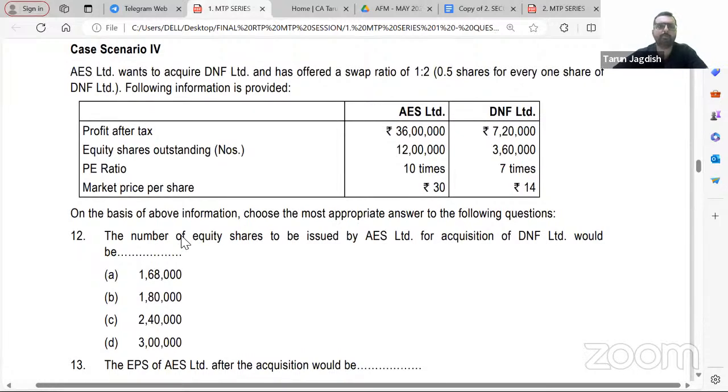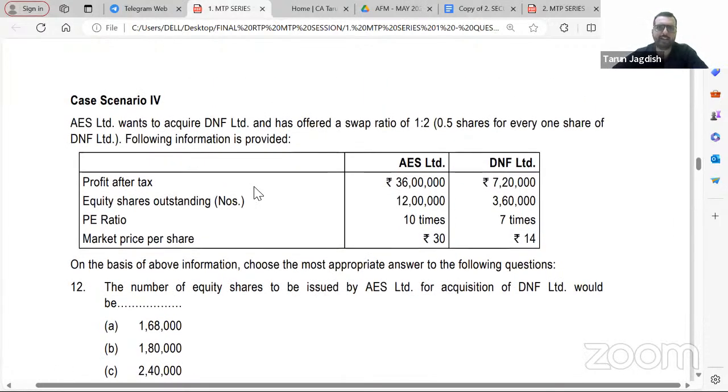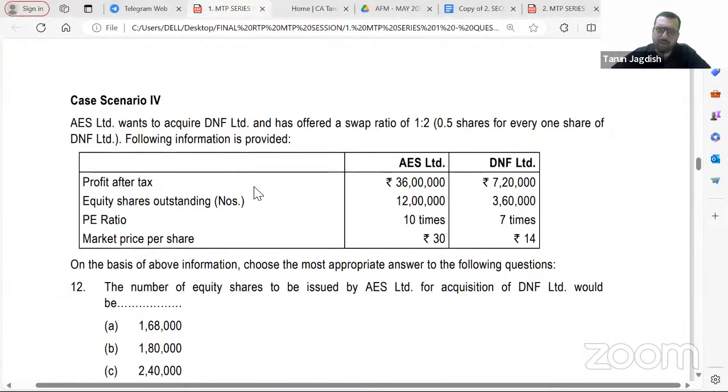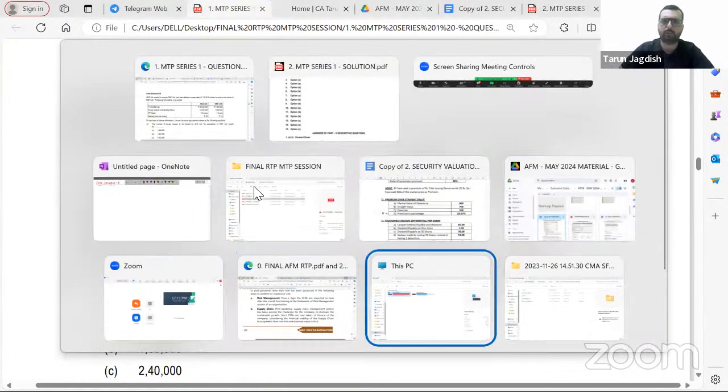Okay, let's go back. Case scenario number 4. Friends, case scenario number 4 is a question on mergers and acquisitions. We have done a similar type of question in class. We will do it now together.